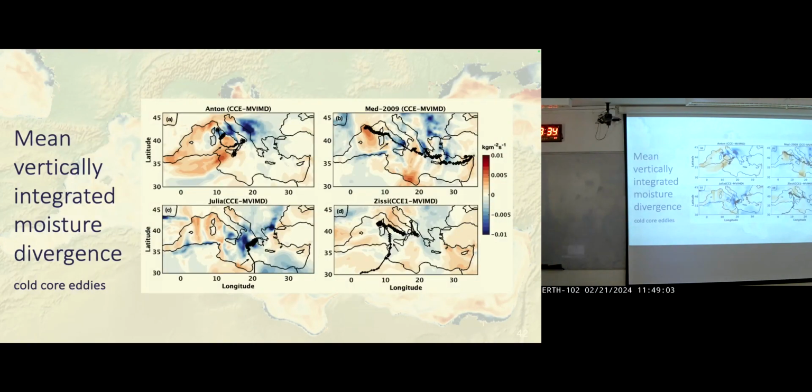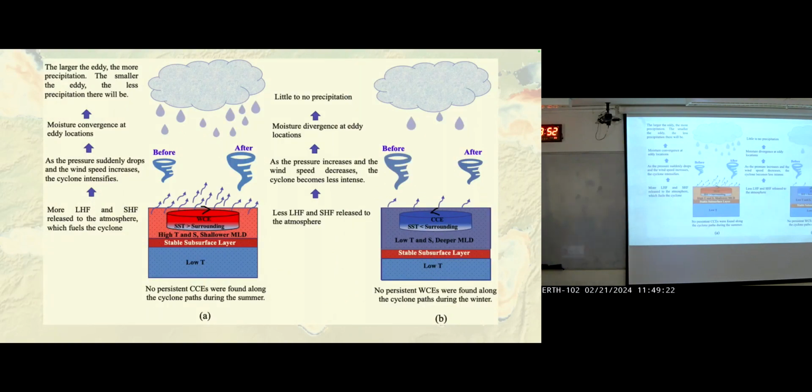In this case, we see a neutral or a slightly negative effect. So divergence has positive values when the cyclone passes over a cold core eddy. Just to summarize this part, we looked at more fields. When the cyclone passes over the eddy, we get intensified latent and sensible heat fluxes. We also see that the system is intensifying, so a reduction in pressure.